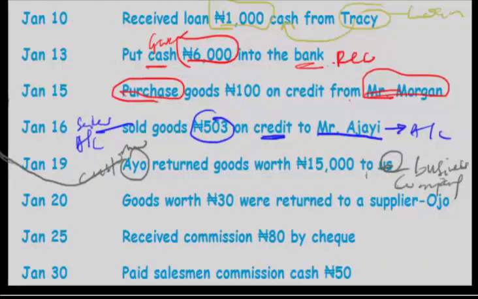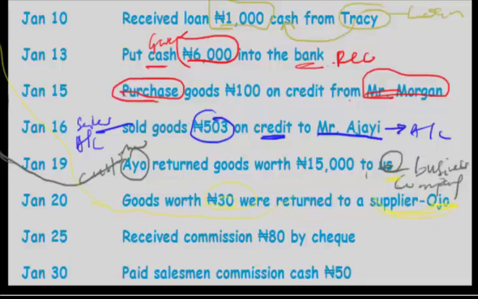January 20th, goods worth 30 naira were returned to a supplier, Ojo. Goods worth 30 were returned. In the previous scenario, we saw that Ayo returned goods back to the company. In this case, the company is returning to a supplier, Ojo by name. So in this case, this return is regarded as return outwards.